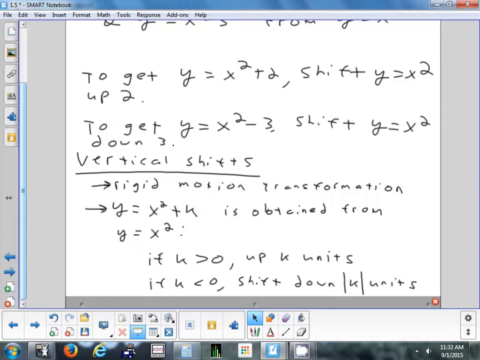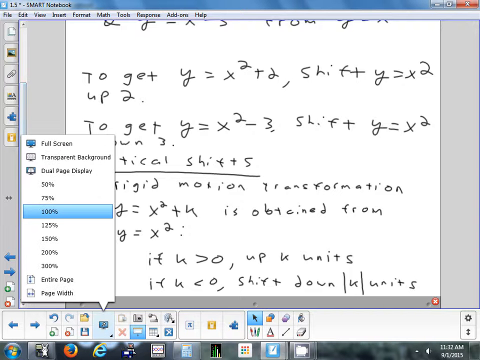So when we say shift up, that's straightforward. Shift up 2 units, okay? But when you say shift down, don't say shift down negative 3 units. That's kind of confusing. We just say we shift down 3 units. The word down is the negative. Down takes care of the negative. Any questions on that idea? All right, so those are our vertical shifts.